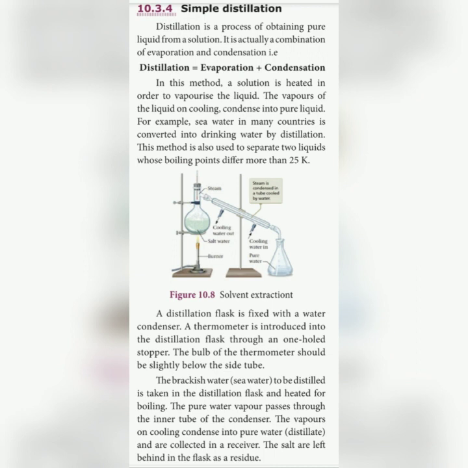In the evaporation process, the seawater absorbs the sun's heat and changes into vapor, that is water vapor, and further, on cooling, the water vapor changes into a liquid. So evaporation and condensation is equal to distillation. Here we are going to see how the distillation process is used to separate a liquid from a solution. Distillation is a process of obtaining pure liquid from a solution. It is actually a combination of evaporation and condensation.